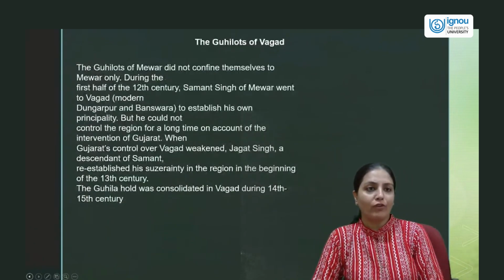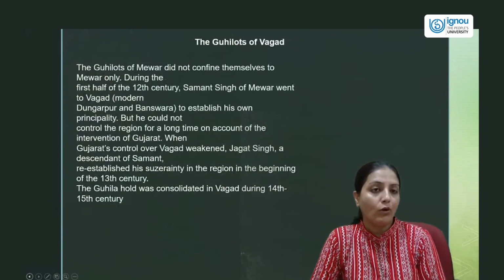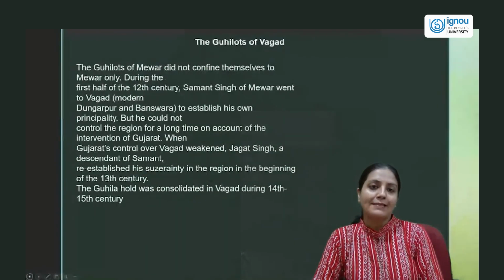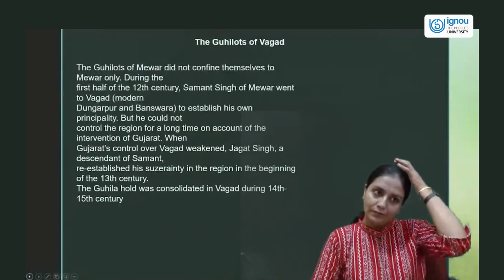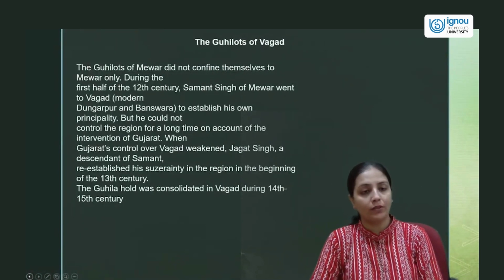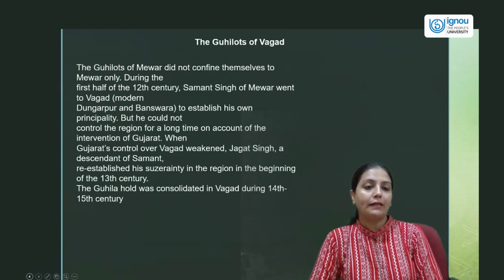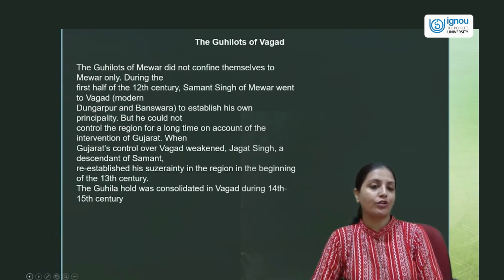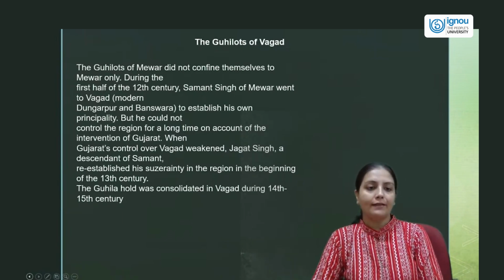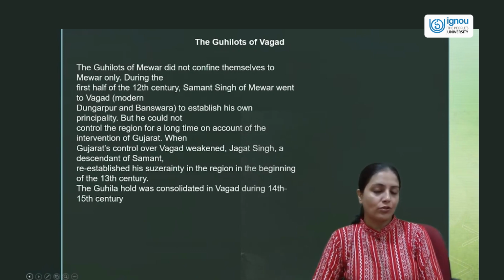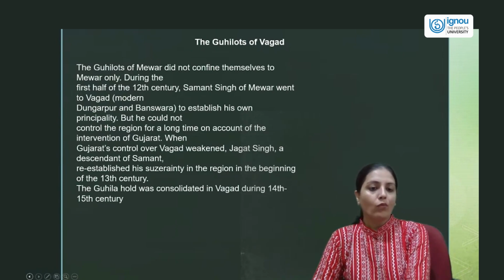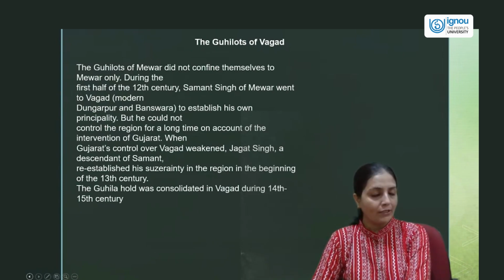Next is Guhilas of Vagad. The Guhilas of Mewar did not confine themselves to Mewar only. During the first half of the 12th century, Samant Singh of Mewar went to Wagad, Dungarpur, and Banswara, these places, to establish his own principality over there. But he could not control the region for a long time on account of intervention of Gujarat. When Gujarat's control over Wagad weakened, Jagat Singh, a descendant of Samant, re-established his suzerainty in the region in the beginning of the 13th century. The Guhila hold was consolidated in Wagad during the 14th and 15th century.